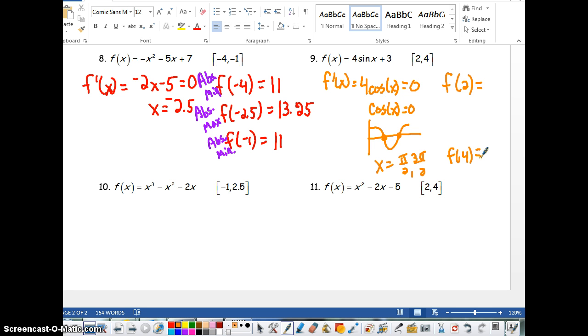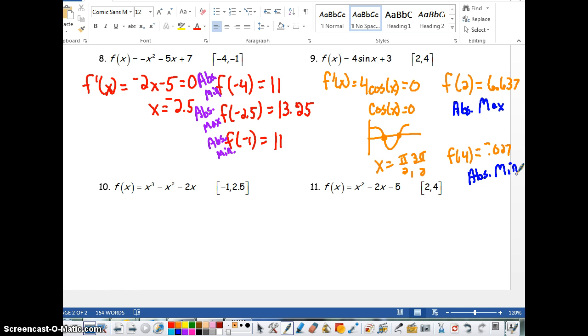So the 2, I take it and I plug it into my original, and I get 6.637. And I take 4 and plug it into my original, and I get -0.027. So I'm trying to figure out which one is the minimum, which one is the maximum. This is my absolute max, and this is my absolute min.